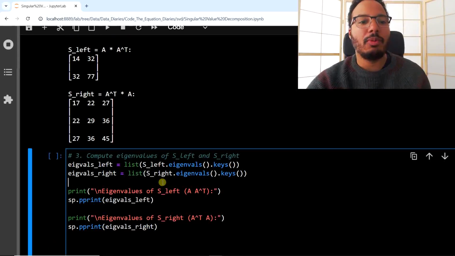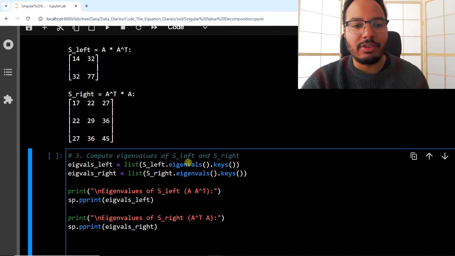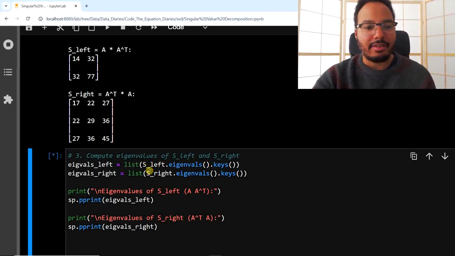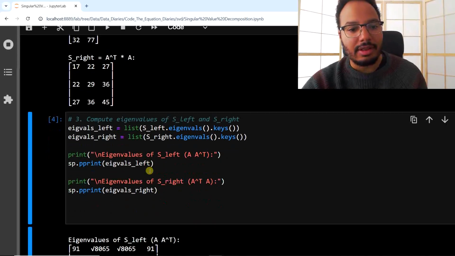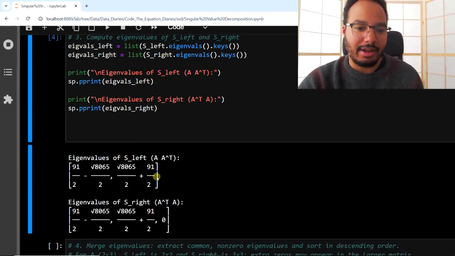So next up we will compute the eigenvalues of S left and S right. This is easily done by just using the command .eigenvalues in Sympy and getting the keys, and transforming it into a list. So we get this for S left and S right. Let's print it out. And the eigenvalues of S left, so as mentioned, A times A transpose, and S right, A transpose A, would look something like this.